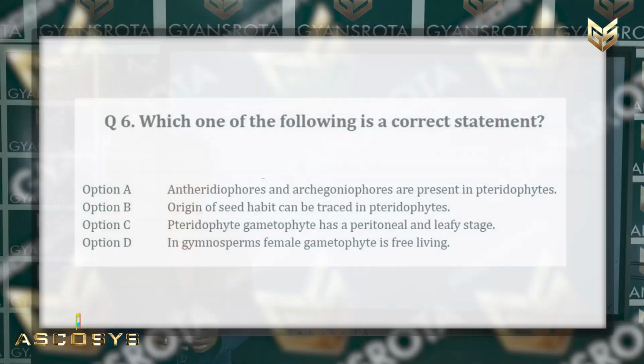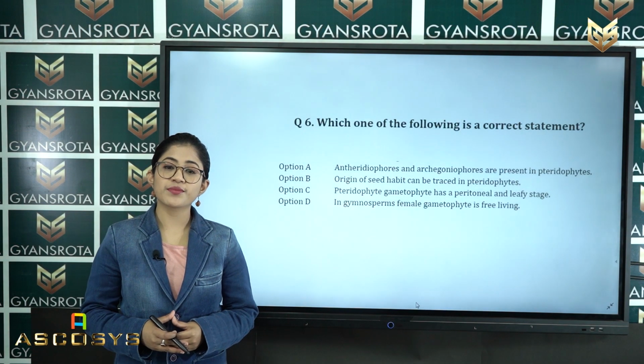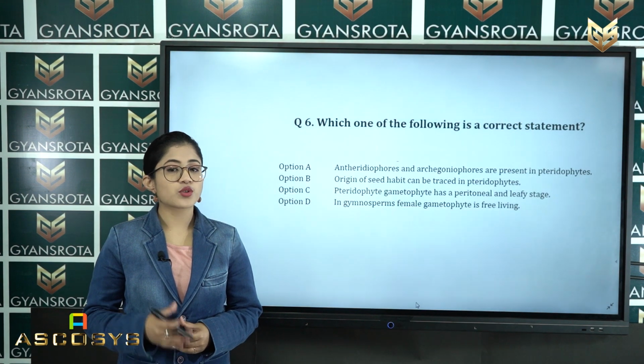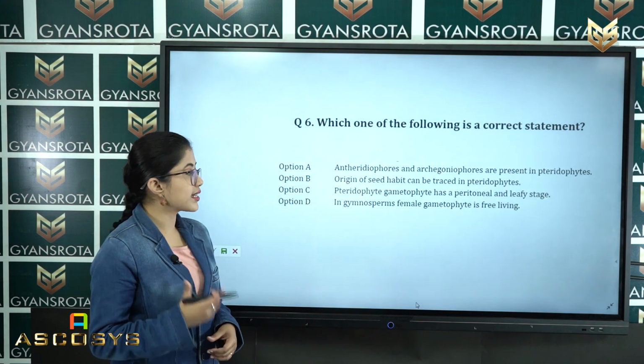In question number 6, which one of the following is the correct statement? Option A, antheridiopores and archegoniospores are present in pteridophytes. Option B, origin of seed habit can be traced in pteridophytes. Option C, pteridophyte gametophyte has a protonemal and leafy stage. Option D, in gymnosperms, female gametophyte is free living. Student, this is also from the chapter Plant Kingdom. So what we have to do? We have to select the correct statement. Let's find out.